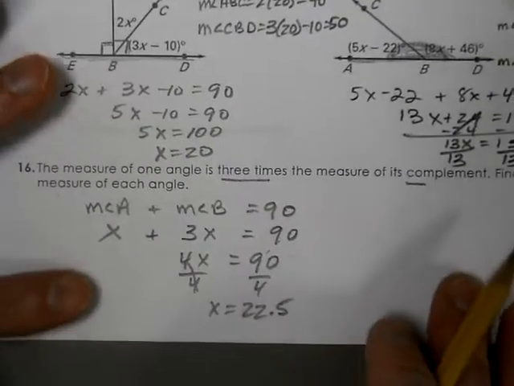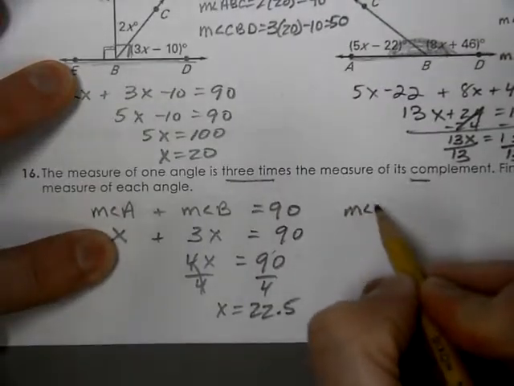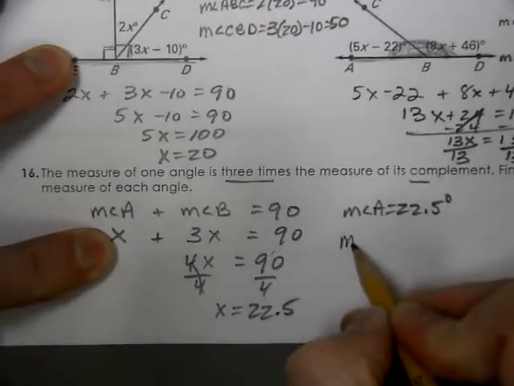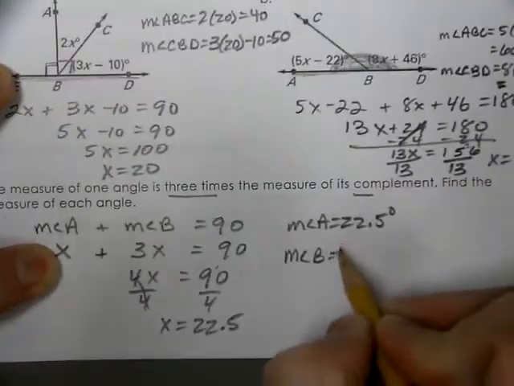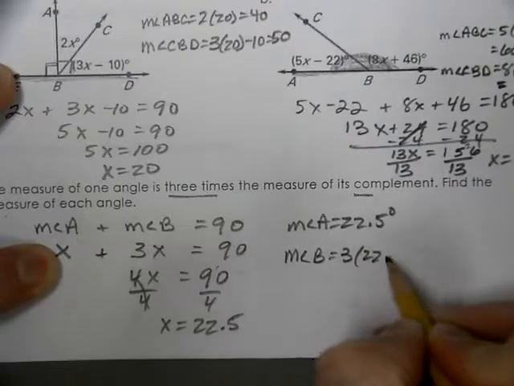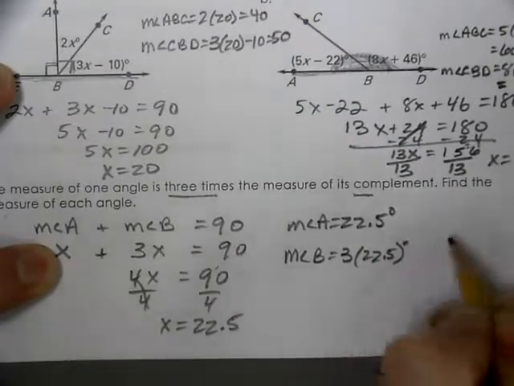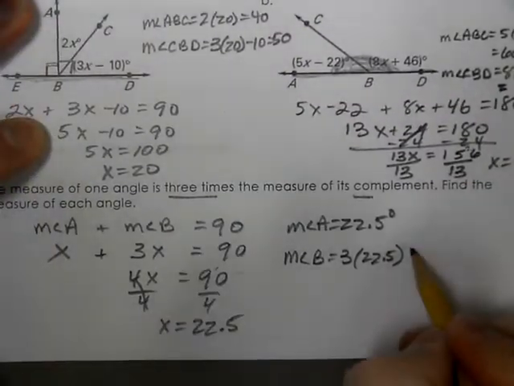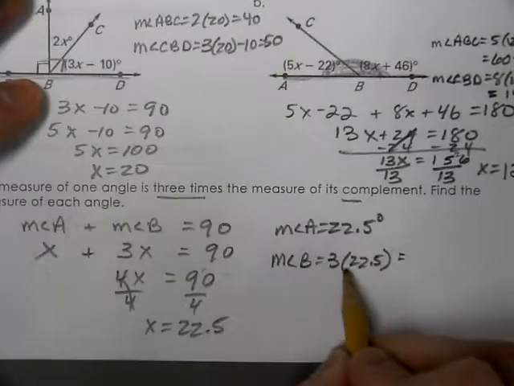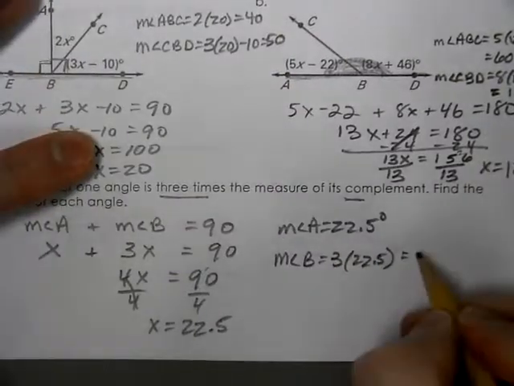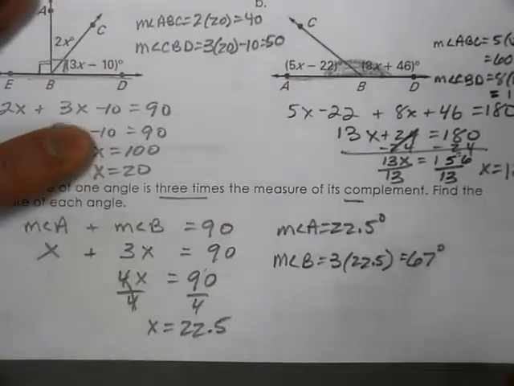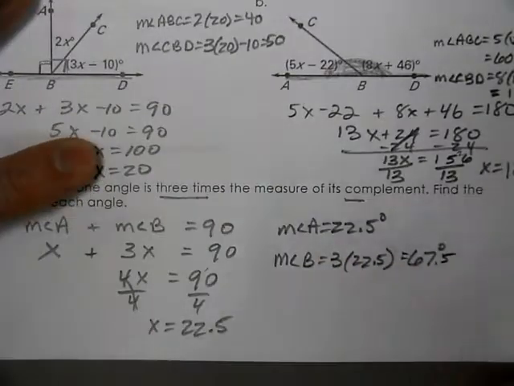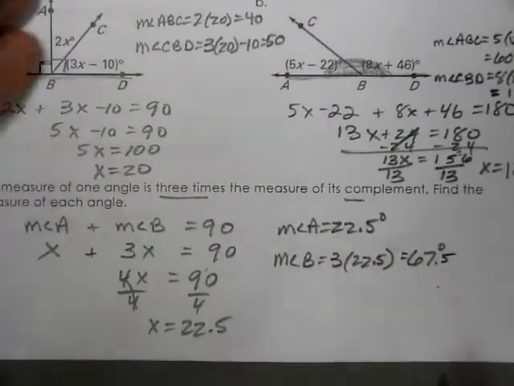Find the measure of each angle. So we have the measure of angle A being 22.5 degrees, and the measurement of angle B equaling 3 times that amount. Typically won't put the degree symbol there. So that's going to be 67 and a half. And together we get that to be 90 degrees.